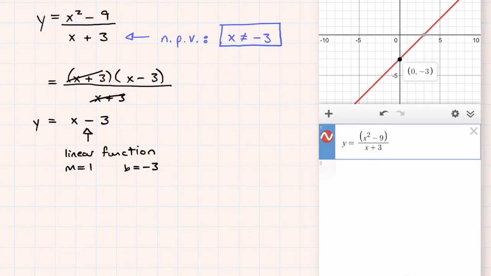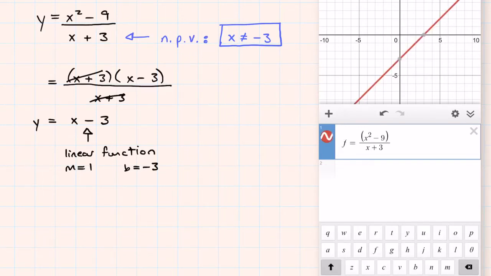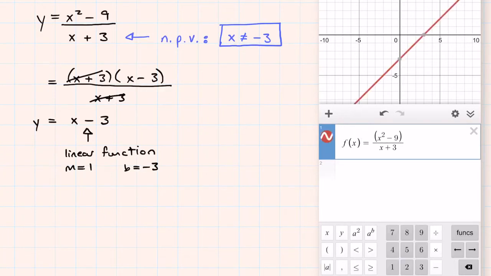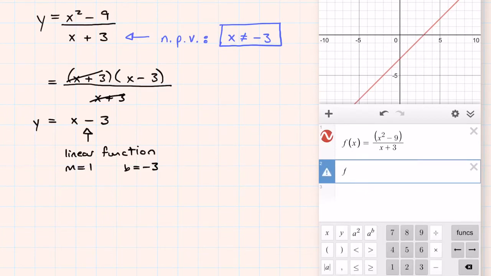So what we're going to actually do is change it from y to f of x. The reason I want to change it to f of x is then in Desmos I can actually substitute different x values in. And there's one in particular. I want to find out what's happening at that non-permissible value. So I'm going to put in f of negative 3. And what it says is that it's undefined, which makes sense because you can't divide by 0.